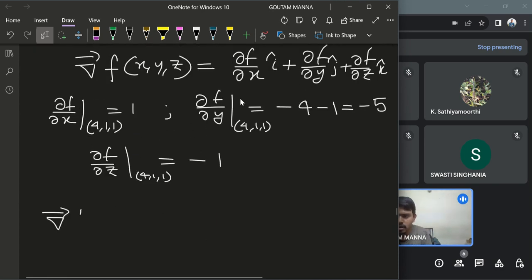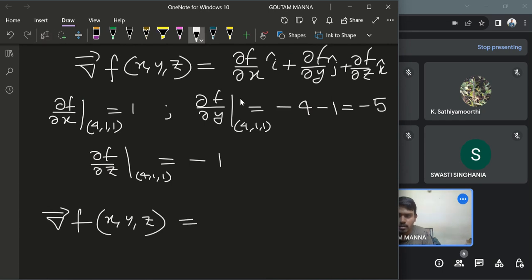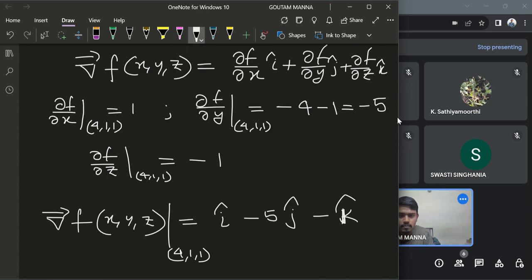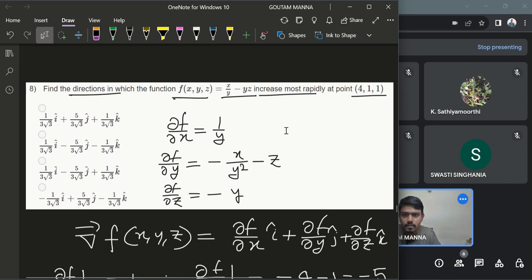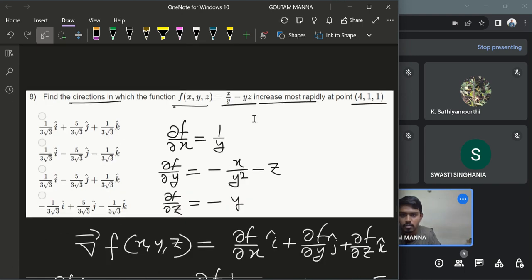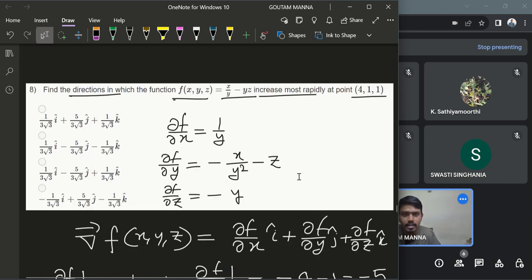So the grad of f at point 4 1 1 will be: del f del x is 1, so i cap, then del f del y is minus 5, so minus 5 j cap, del f del z is minus 1, so minus k cap. So we have to find the direction in which this function increases most rapidly.